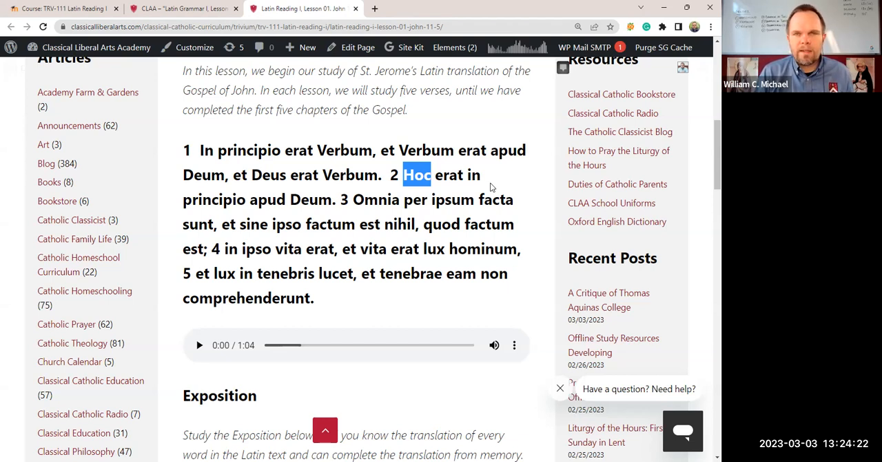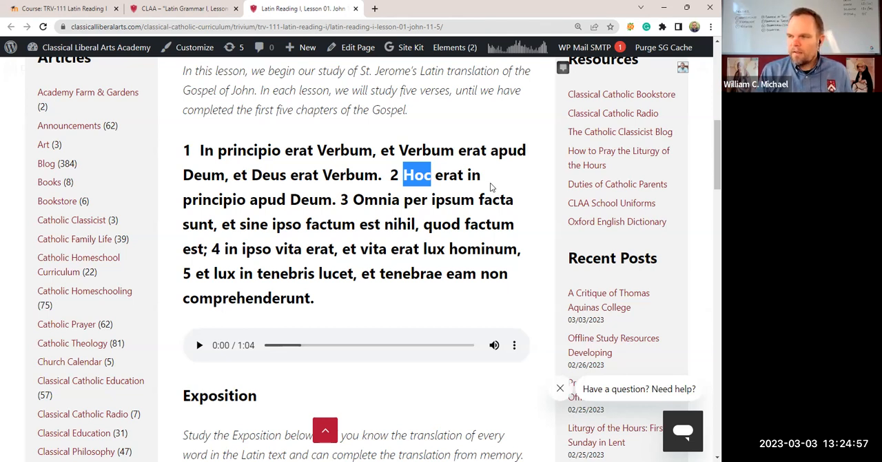So what case is hoc in? If hoc is the subject of the sentence, what case is it? Very good. It's nominative case, okay? Great. So we know this is a nominative case. And what part of speech is the word hoc? Pronoun. Very good. So we have a pronoun in the nominative case.